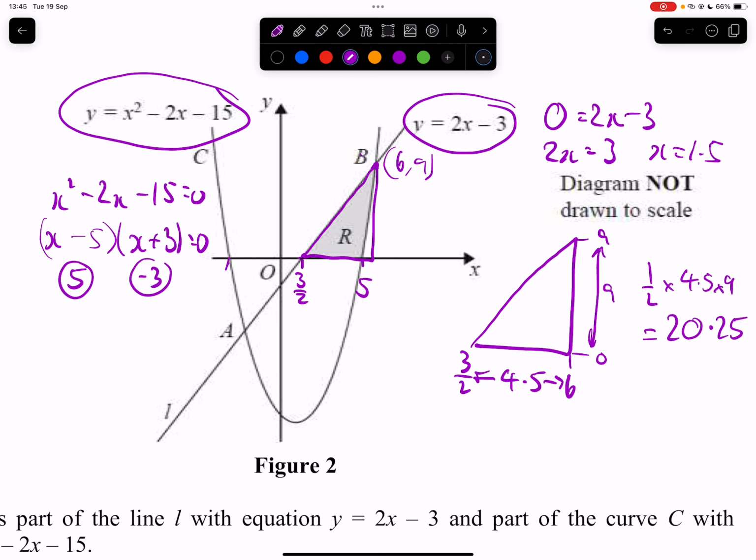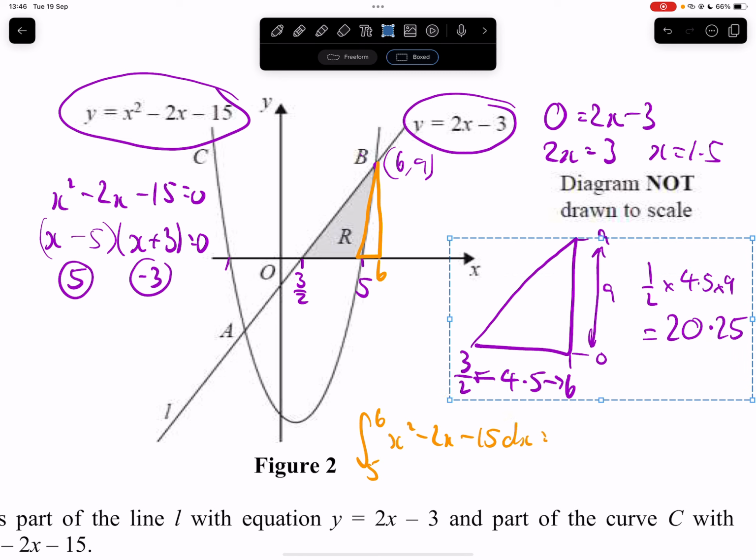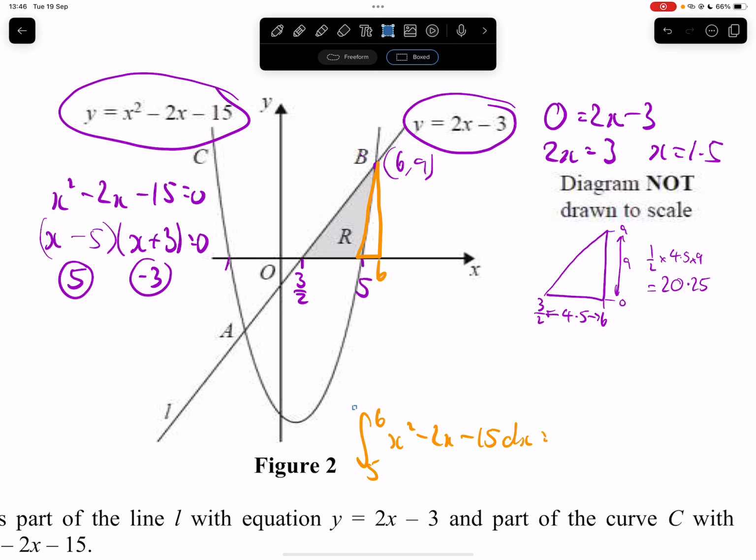So then what we need to do is take away that tiny slither. So I'll do that in a different colour. We want to take away this section here between 5 and 6 that's underneath the curve. So we need to integrate between 5 and 6, the curve, which is x squared minus 2x minus 15. Now you can do that on your calculator, but I'm going to talk through the proper steps so that you understand them. Let's make that small to give myself a bit more space.